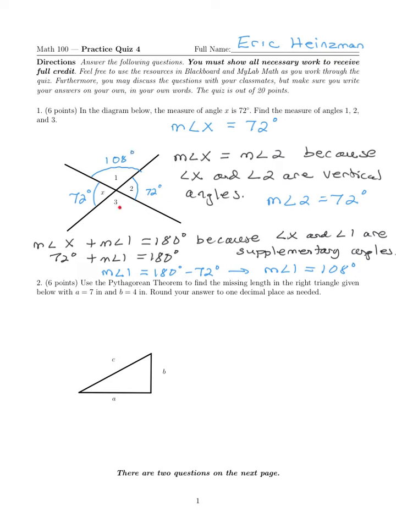That leaves us with the measure of angle 3. What is this equal to? Well, angle 1 and angle 3 are also vertical angles. Therefore, these two must be equal as well. So it's got to be that the measure of angle 3 is also 108 degrees. I'm running out of space here a little bit. I'll say the measure of angle 1 is equal to the measure of angle 3 because they are vertical angles. And that means the measure of angle 3 is also 108 degrees.